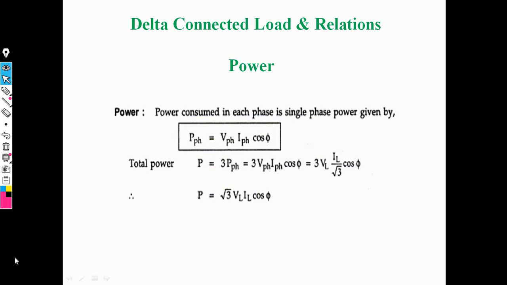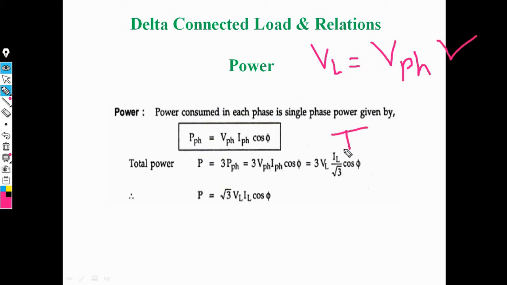Relations like voltage, current and power. This is the power equation given here. The power consumed in each phase is given by: power in each phase is equal to VPH IPH cos phi. But here in a delta connected load we need VL equal to VPH. Okay, in a delta connected load, the line voltage is equal to the phase voltage.